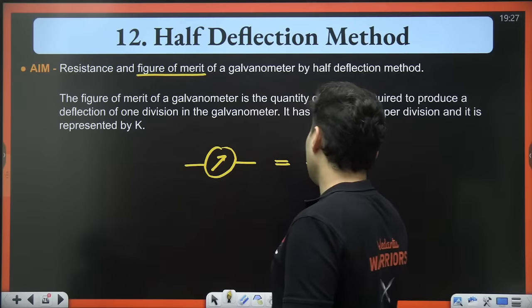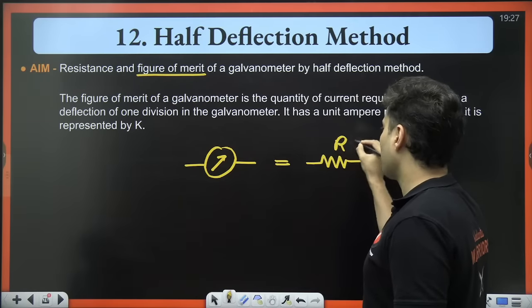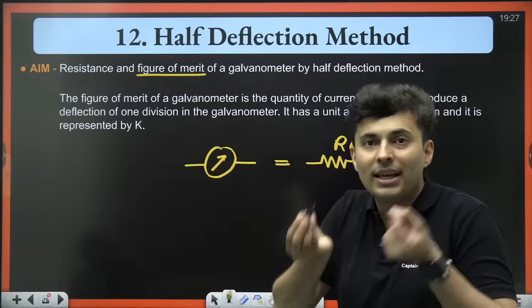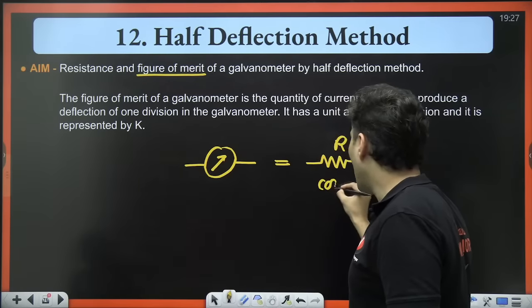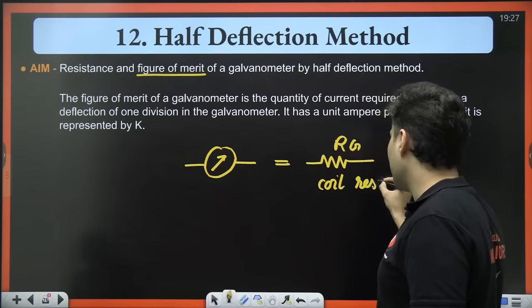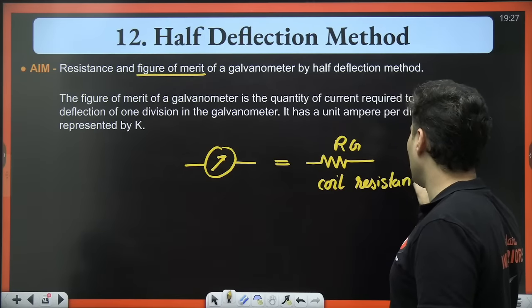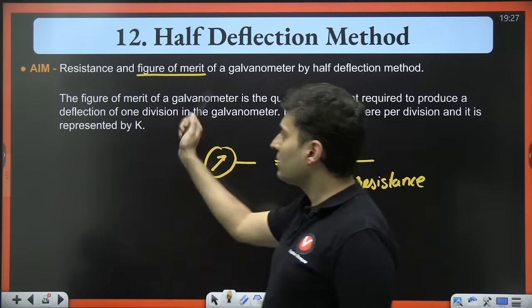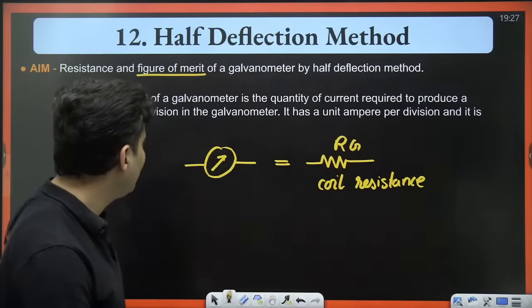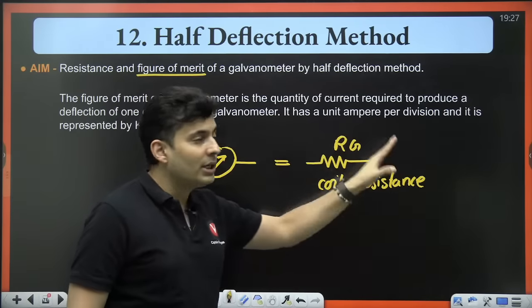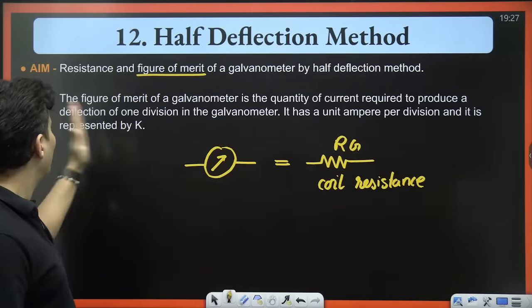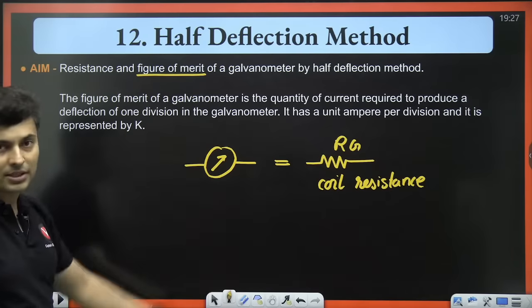Any galvanometer is nothing but a resistance. Because there is a coil inside it, that coil has some resistance, that is called the resistance of the galvanometer. There is also something called the figure of merit, meaning it's the quantity of current which is required to move it by one division.